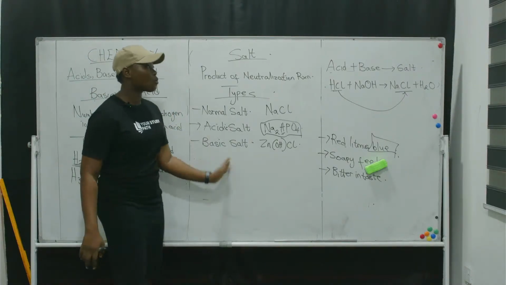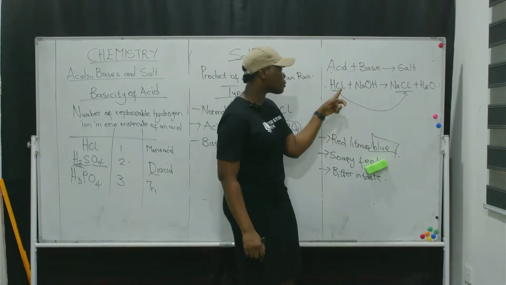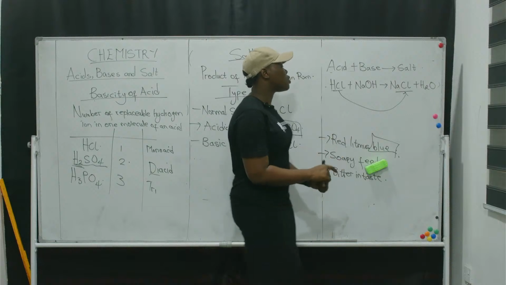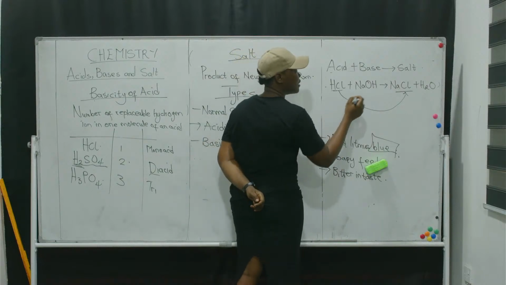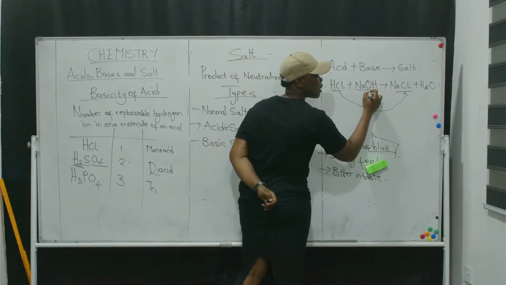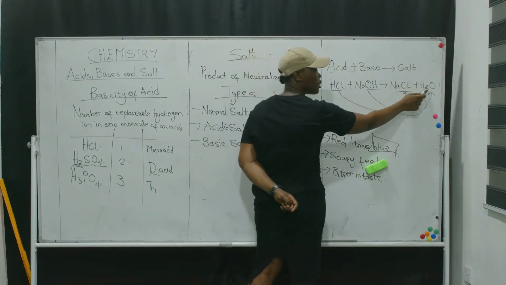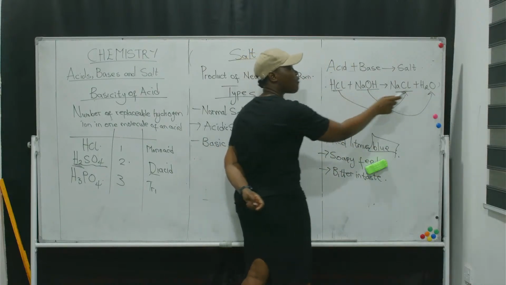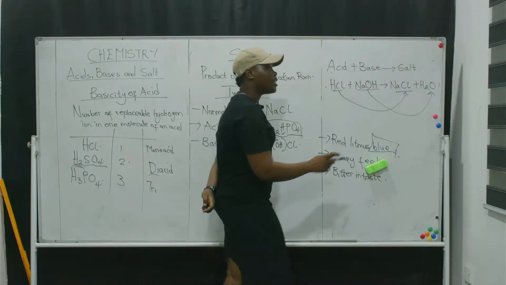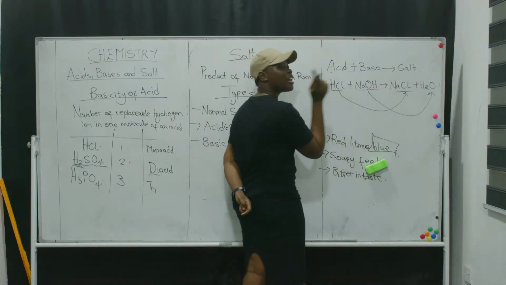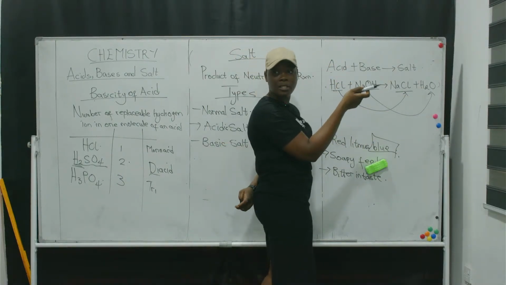For basic salt, let's go back here again. The difference between this and this is that there is OH here, there is OH here. The sodium here has been replaced by hydrogen. The hydrogen here is 2, the hydrogen here is 1. That means there's an increment. Are you following?